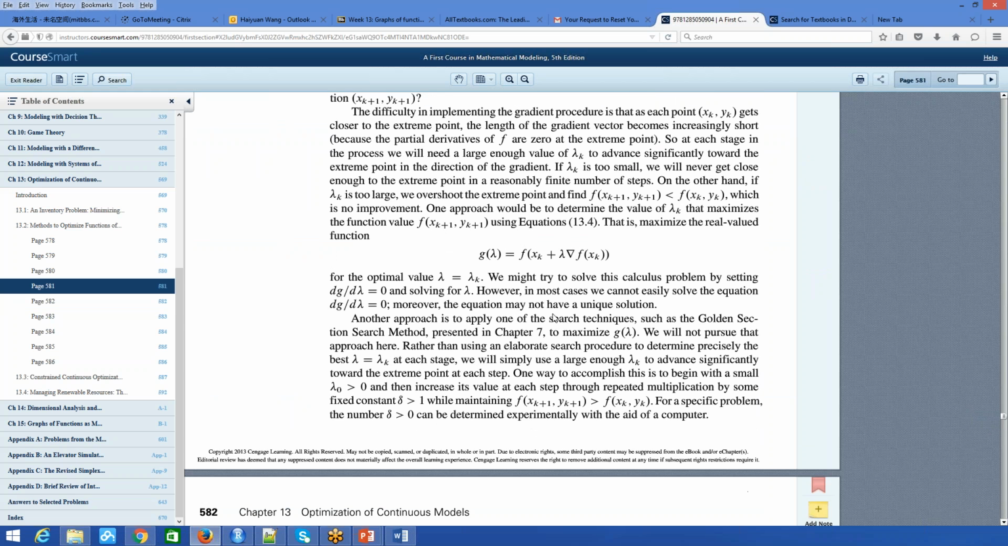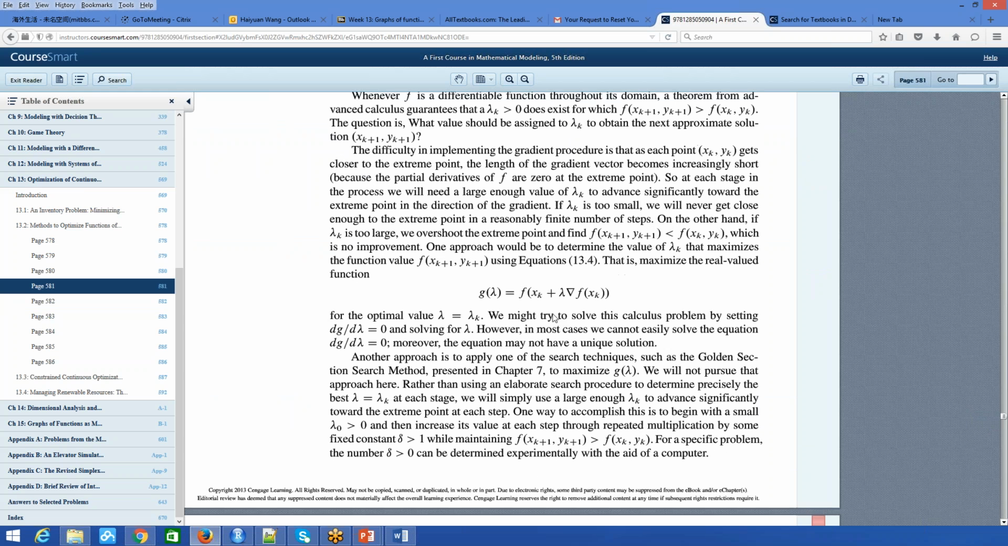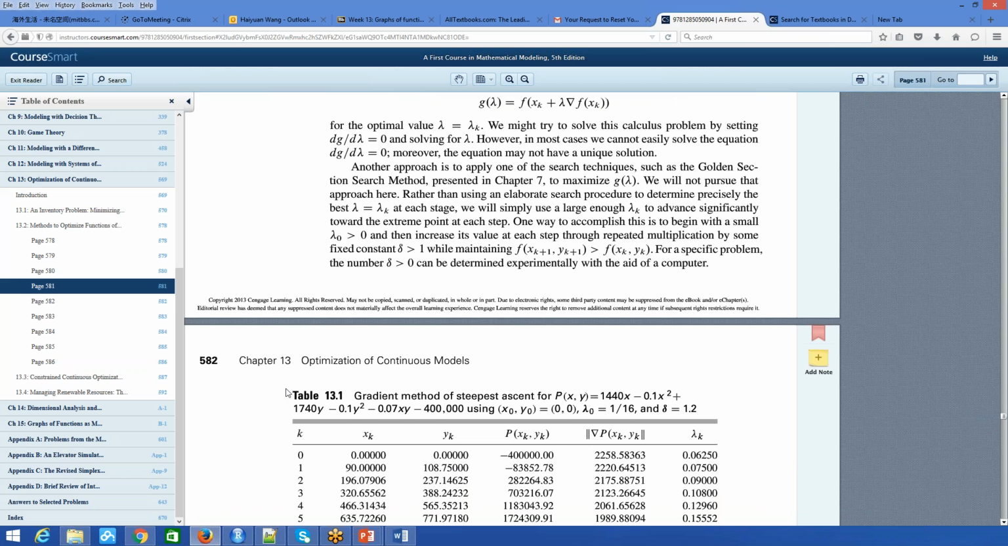So here you can see it specifically says that once you set this relationship up, you can use the first order derivative to solve for lambda. However, in most cases, we can't easily solve the problem. Moreover, the equation may not have a unique solution, right? So you notice that. And then let's look at what they did here.